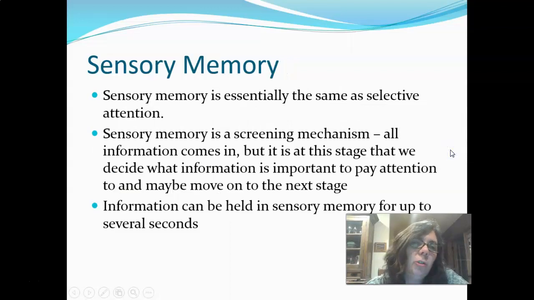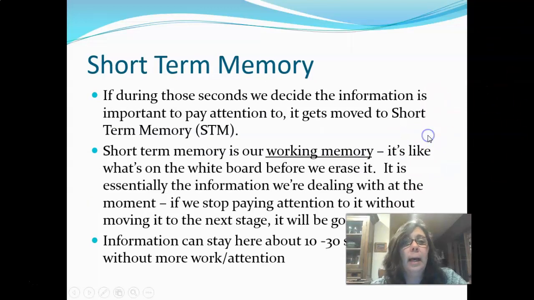Sensory memory should sound really familiar because essentially what we're talking about here is selective attention. And it's not just essentially, it is. We're talking about selective attention. Sensory memory is a screening mechanism. Of all the information that comes in, we decide what we're going to pay attention to, right? So we're going to screen one thing in and screen everything else out. The thing that gets screened in is now a candidate for getting stored as memory. Everything that's screened out is not a candidate for being stored as memory. And we can hold things here for up to several seconds.